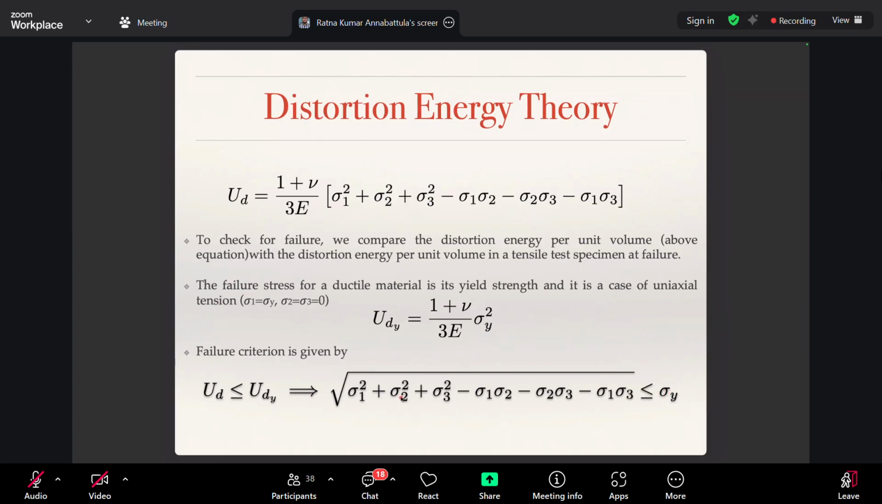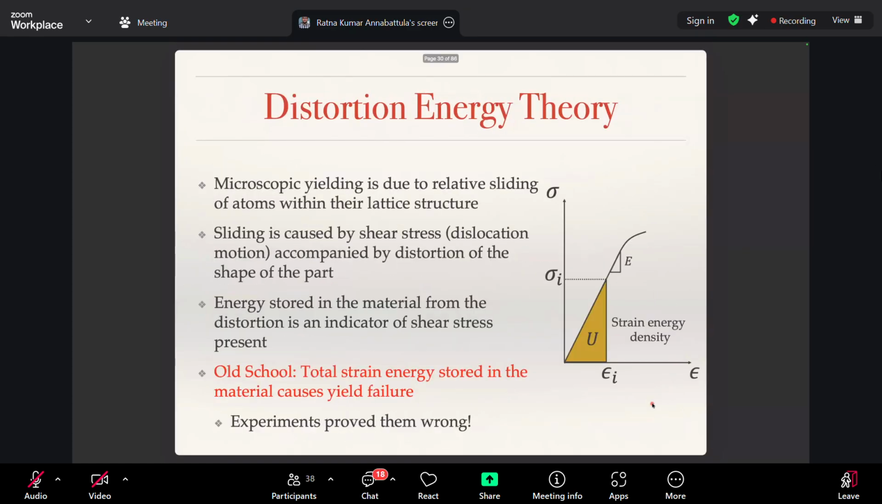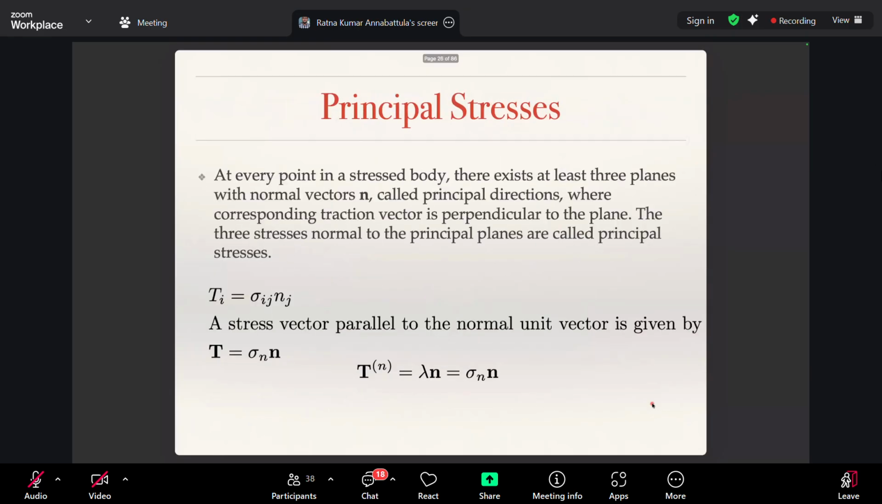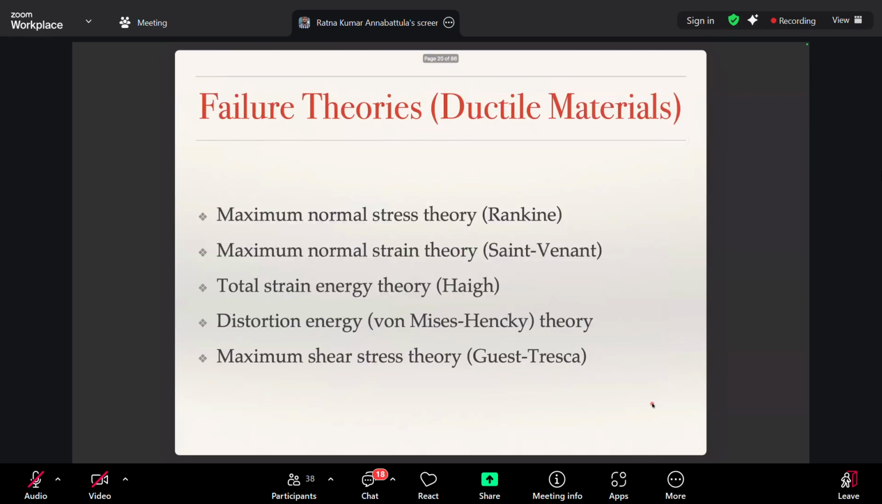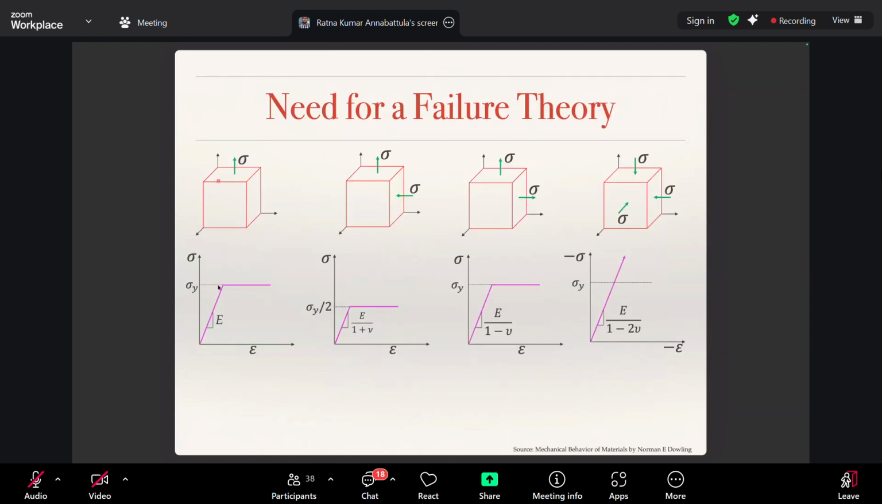If it is a uniaxial loading, sigma 2 is 0, sigma 3 is 0. So this one will be 0. So square root of sigma 1 square is equal to sigma y, or sigma 1 is equal to sigma y. That means the failure happens when sigma 1 is equal to sigma y. When the applied sigma becomes equal to sigma y, that is when the failure happens.